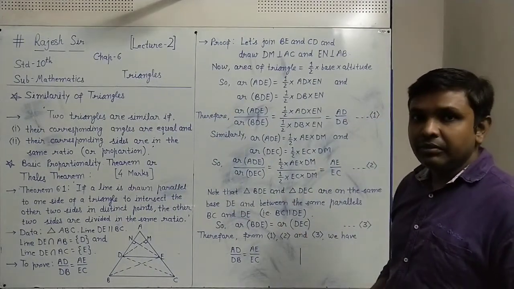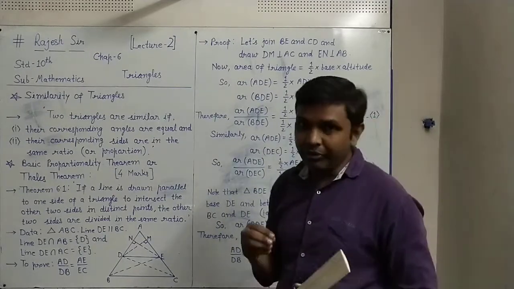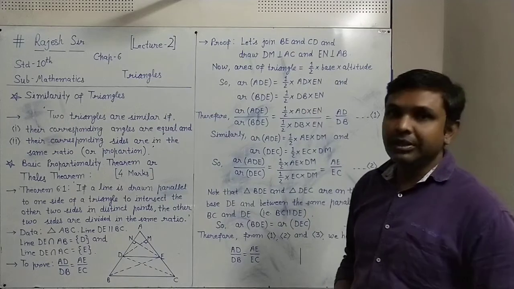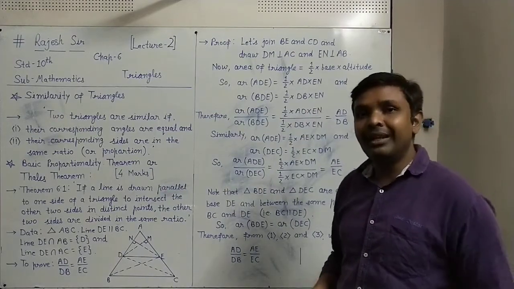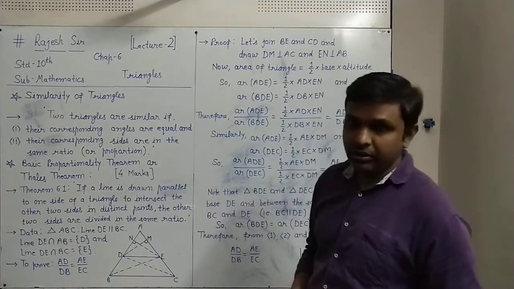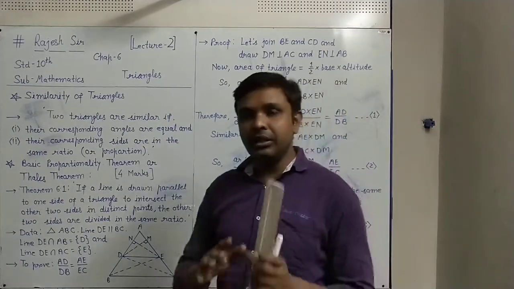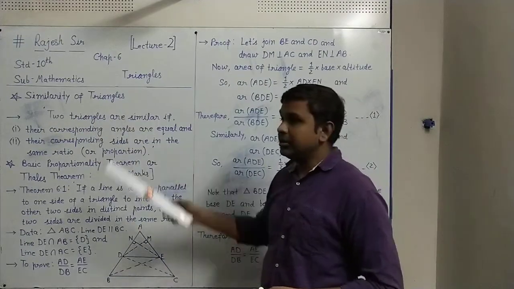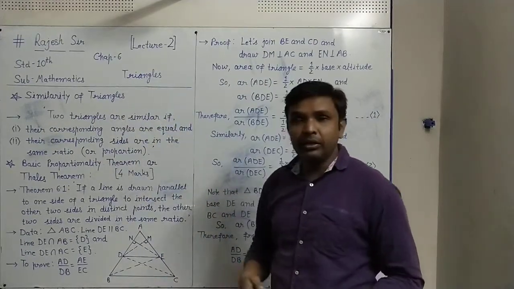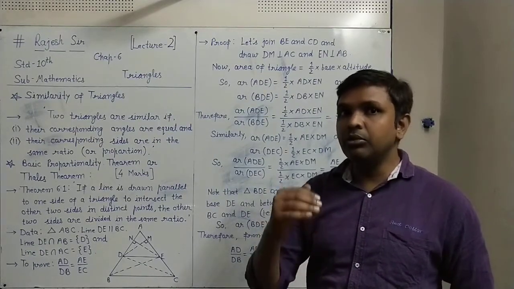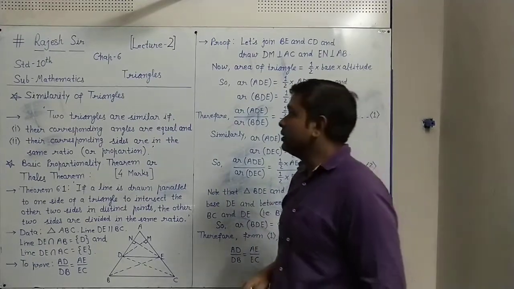In the first lecture, we have seen the definitions of similar figures, and in exercise 6.1 we have seen examples to better understand it. Now we have similarity of triangles. Similarity of figures we have seen overall. Here we will see similarity of triangles. This chapter is triangles, so we will talk about triangles and in that particularly about similarity of two triangles.